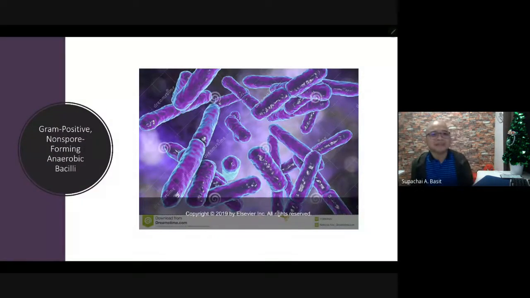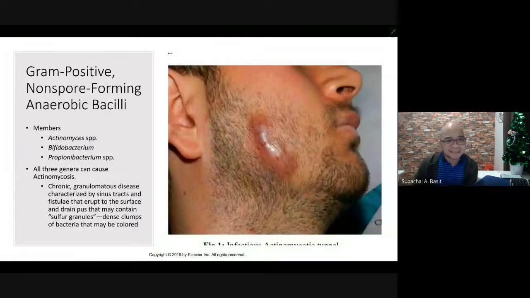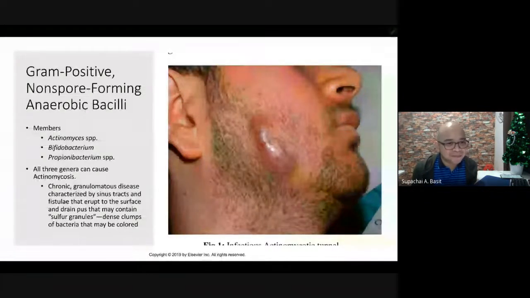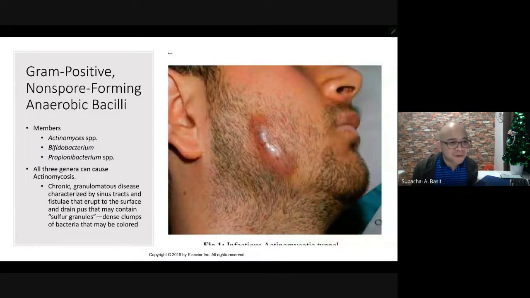Yan, so let's now proceed to another subtopic. So this time, we will be discussing gram-positive, non-spore-forming, anaerobic bacilli. So under this, we have the following: Actinomyces, Bifidobacterium, and Propionibacterium. All of these three can cause actinomycosis.